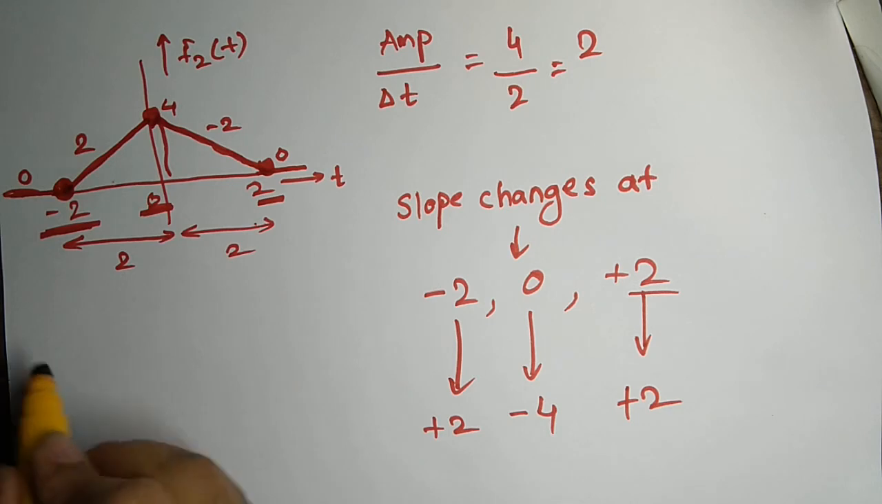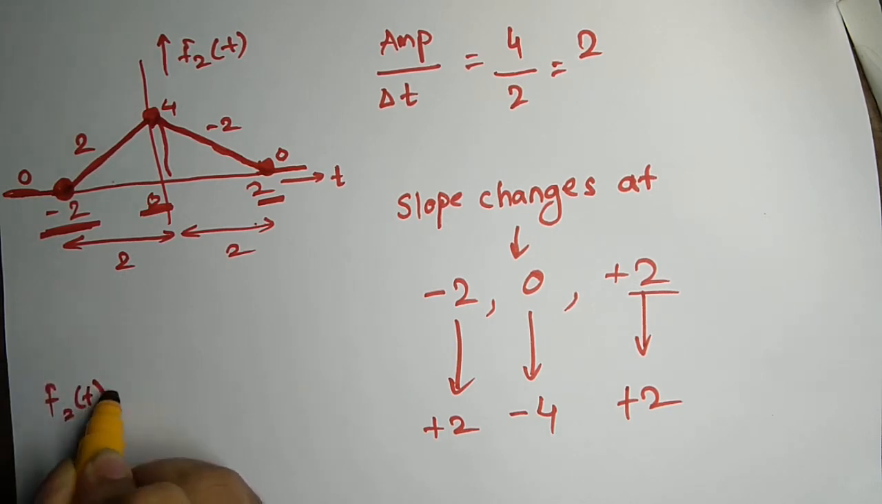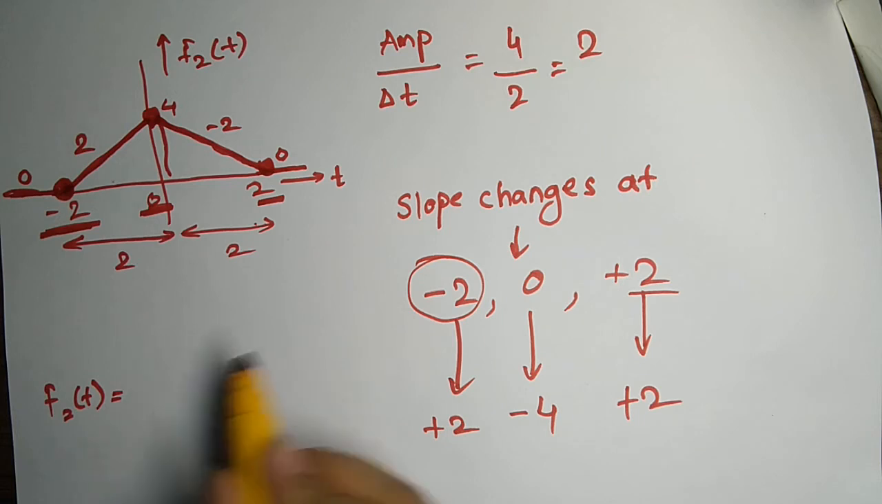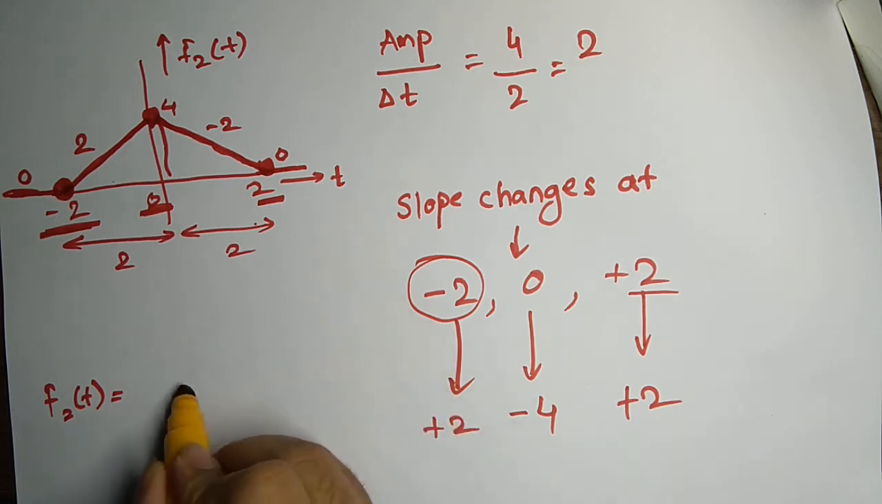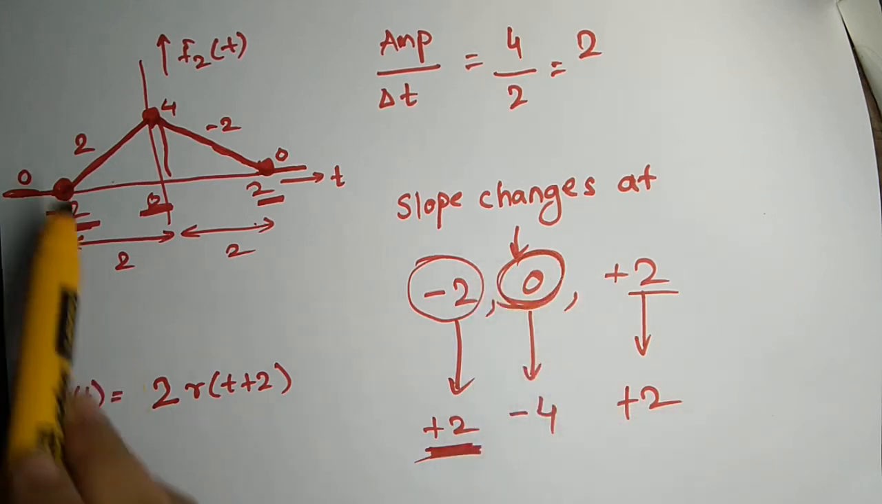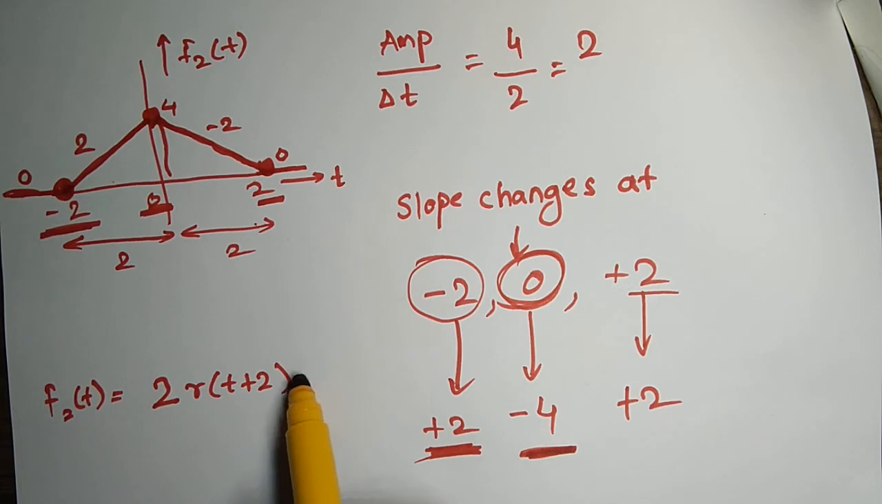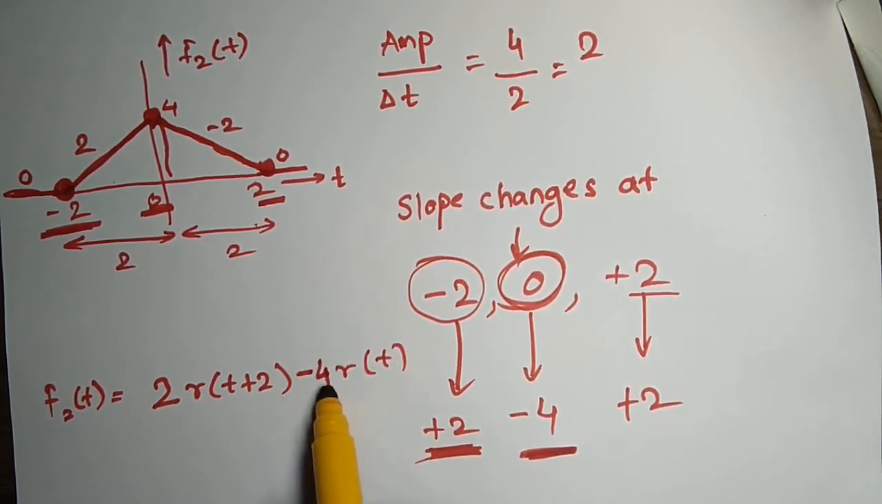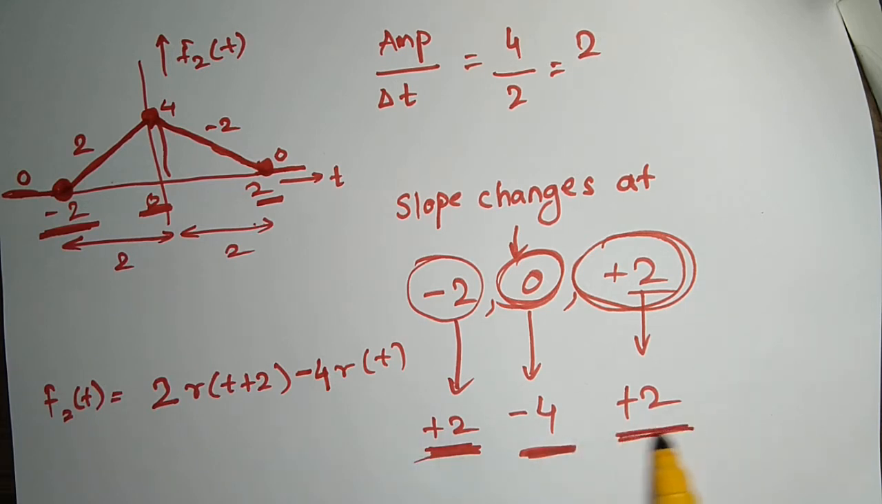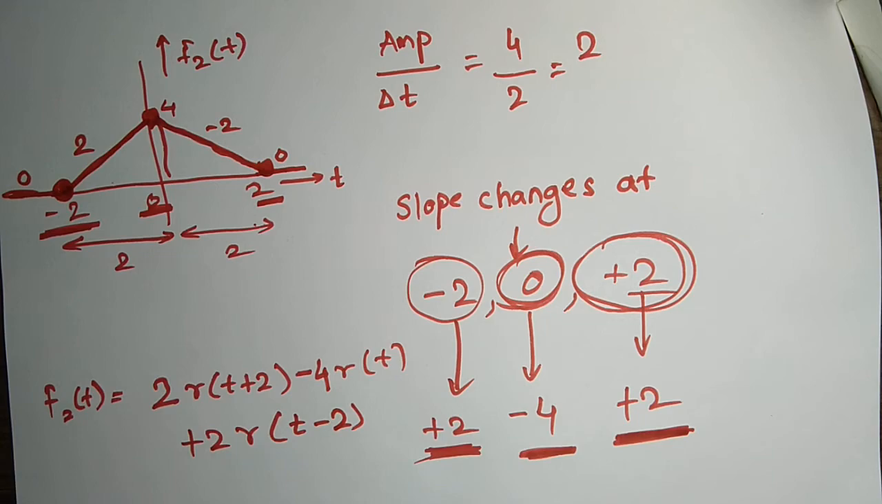And so just like that we can write the function of this signal f2 of t. At t equal to minus 2, that means t plus 2 equal to 0, so at r of t plus 2, the slope changes by plus 2, so it is 2. Then at t equal to 0, the slope changes by minus 4, so it is minus 4. And at t equal to plus 2, the slope changes from minus 2 to 0, that is changes by plus 2, so it will be plus 2 r of t minus 2, because it is t equal to 2, so t minus 2 equal to 0.